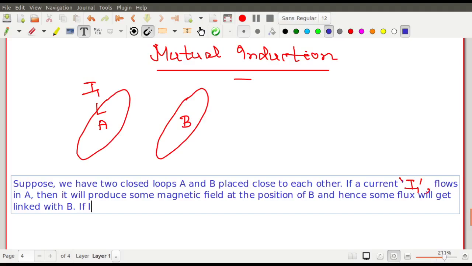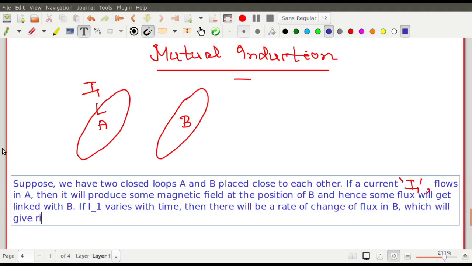If I1 varies with time, then there will be a rate of change of flux in B, which will give rise to some induced EMF in capital B, and this phenomenon is known as mutual induction. That is the effect of A on B.